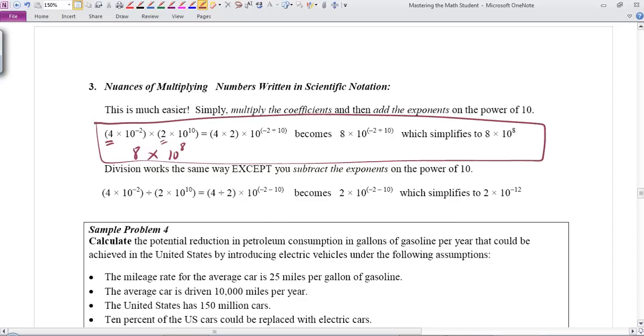So when you multiply, you add exponents. Go ahead, guess what you do when you divide. Go ahead, guess. Yep, you subtract them. Got to do the opposite operation for the opposite operation. So 4 divided by 2 is 2, and now it's times 10 to the, and we're going to subtract minus 2 minus 10, which translates into 2 times 10 to the minus 12.